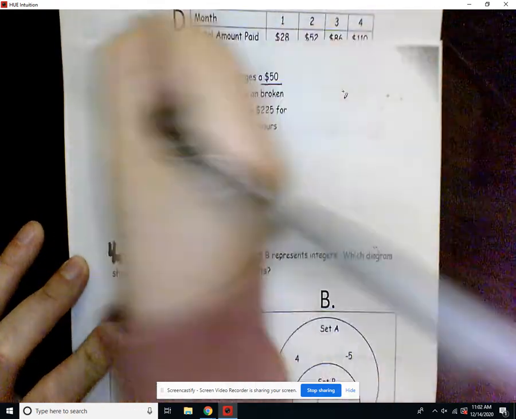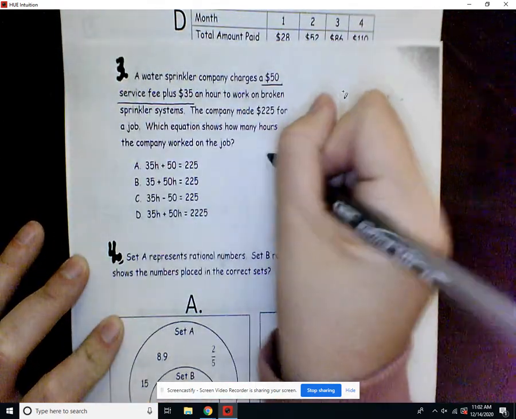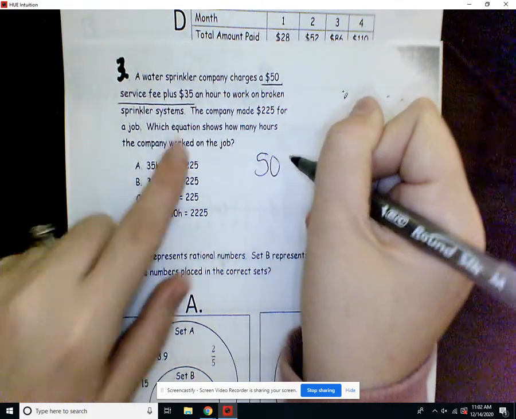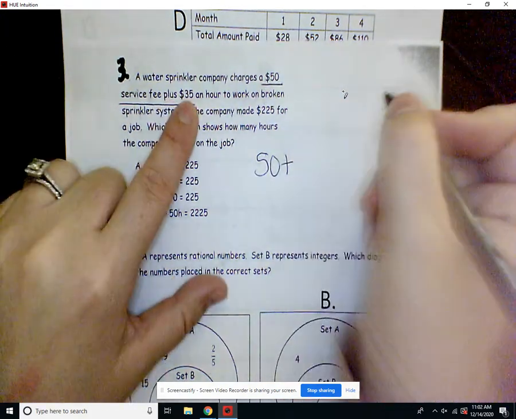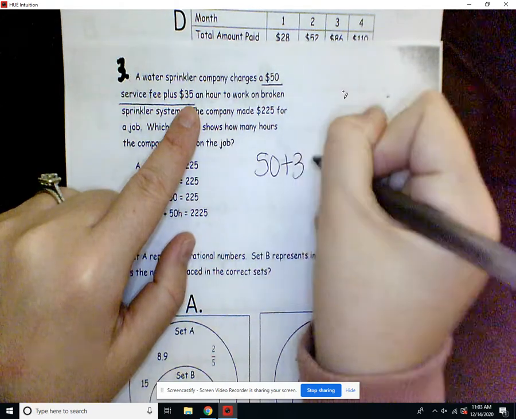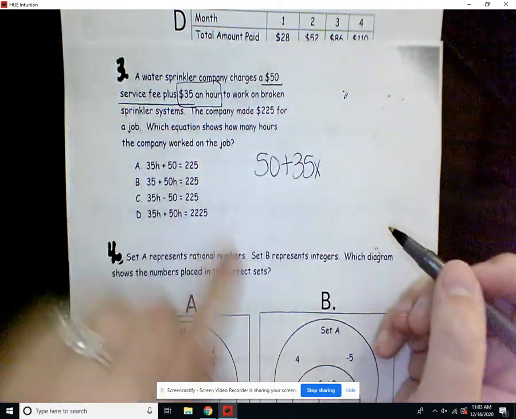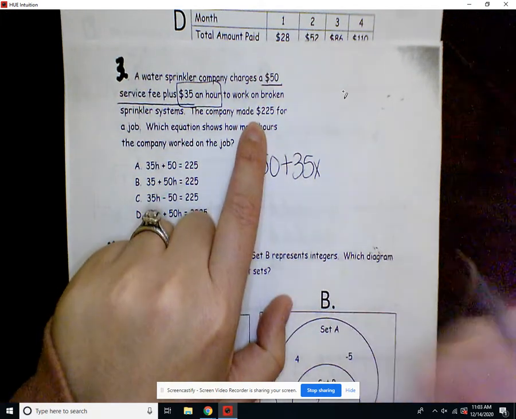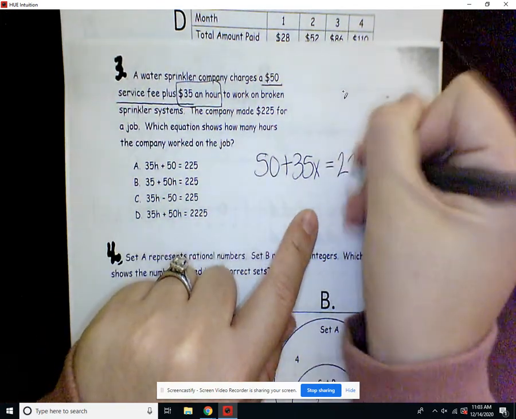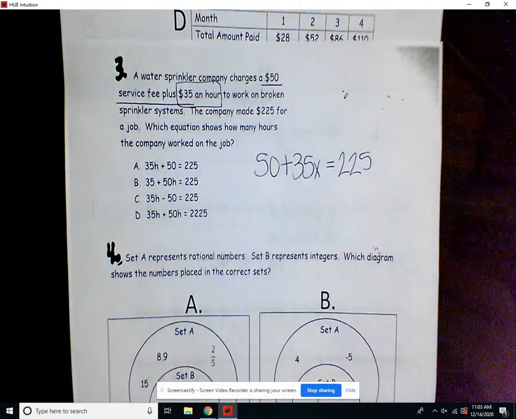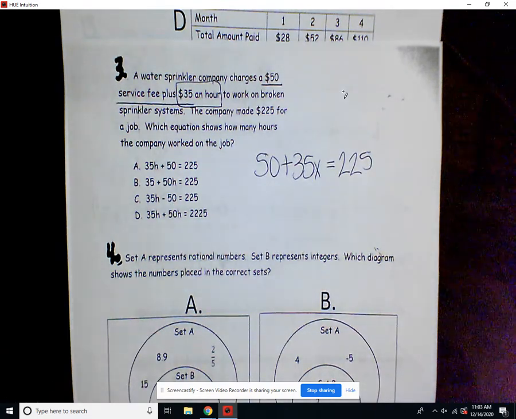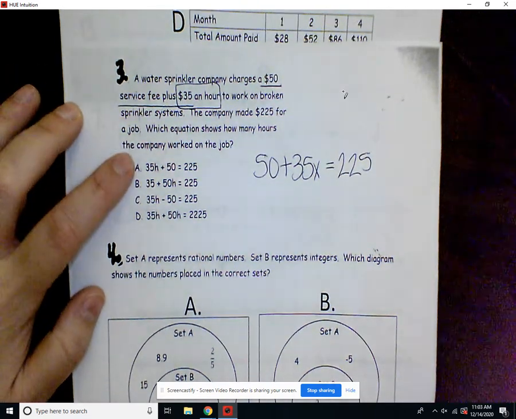So we're writing the equation. So $50 plus 35 an hour. That'd be 35x, because we don't know how many hours, so it's going to be our x. Made 225, so equals 225. So we want to match that equation, which is going to be A.